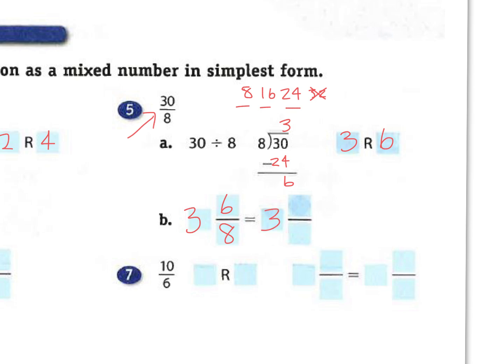Well, we keep that whole number. 6 eighths can be simplified though, because we can divide top and bottom by 2. 6 divided by 2 is 3. 8 divided by 2 is 4. So 3 3/4 is all the way simplified.